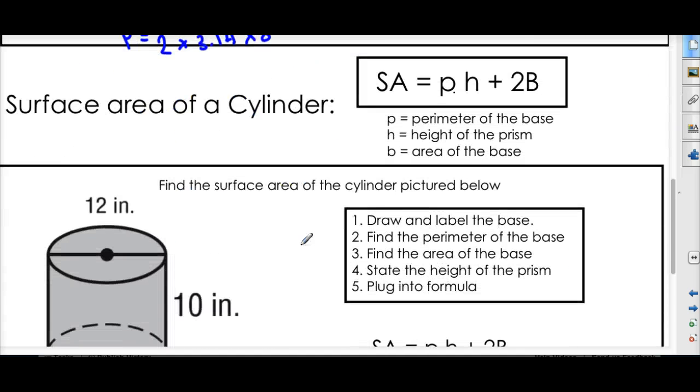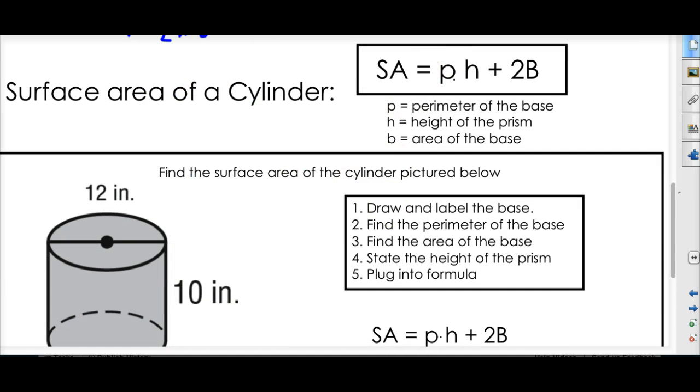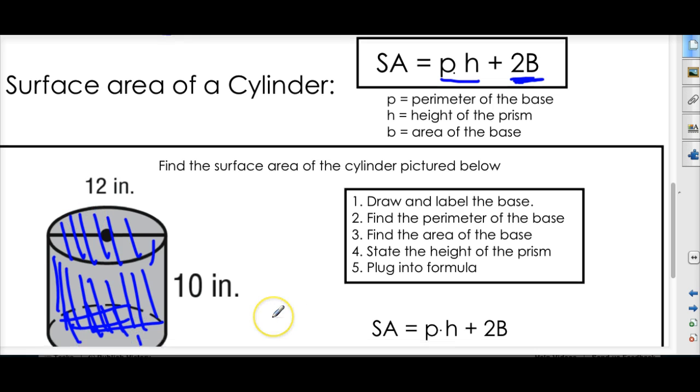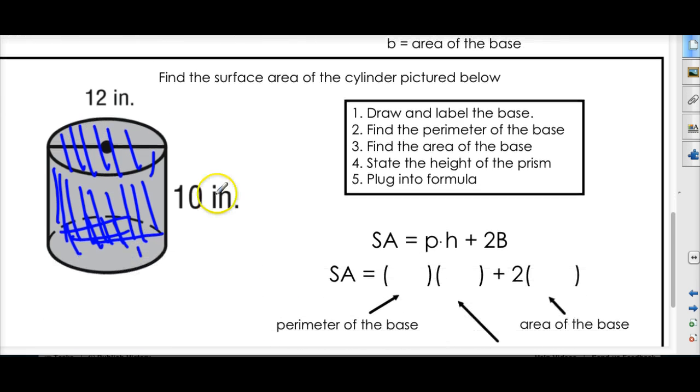All right, so surface area. What's the difference between lateral area and surface area? We need to find the lateral area, that's the area of the side, plus the area of the two bases, right? Because surface area is this lateral area plus the area of the bases, both bases. So we've got to find those bases and add them in. It's the same process again, we're just going to find the areas of the bases now.